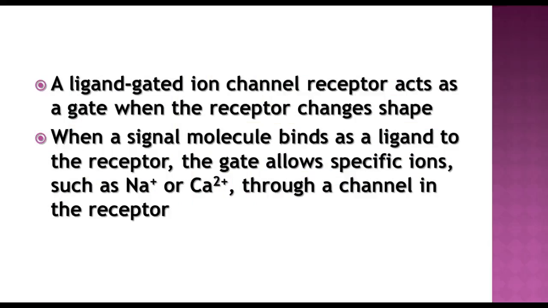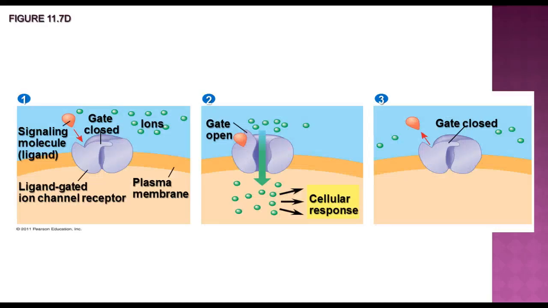There are also ligand-gated ion channel receptors, and these act as a gate. The ligands act as a key to unlock a gate when the receptor changes shape. So when the signal molecule binds to the receptor, that gate opens up to allow specific ions through the channel of the receptor. As we see here, the ligand comes in contact with the site on the gated channel receptor, and you see here the gate is closed.